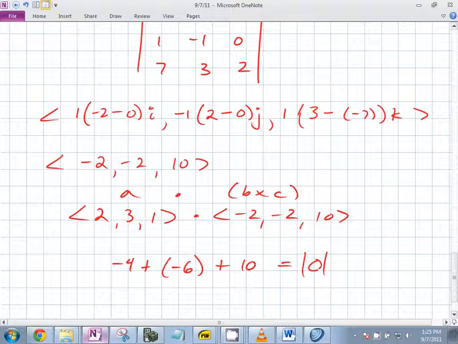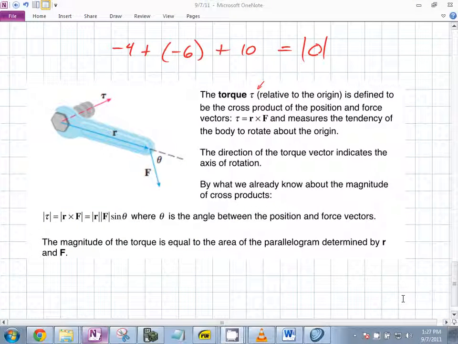Yes, Josh. The book had torque, a cross product of the position and the force vectors, and it measures the tendency of the body to rotate about the origin. The direction of torque indicates the axis of rotation. So the vectors you really want to pay attention to here are, here's F right here. That could be where you're pulling when you're turning something. And then here is R, the actual handle, the thing you are turning. So if you cross these two things, which vector is perpendicular to both of those vectors? Tau. Tau is right there.